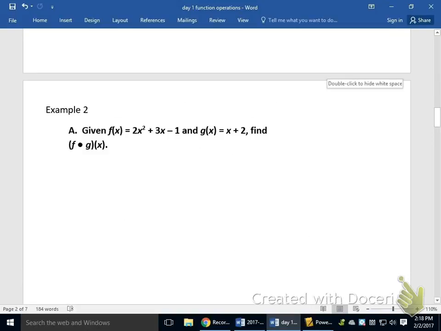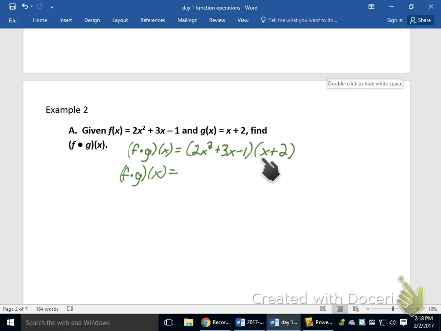Now we'll move into function multiplication. These are different functions. Be warned, for example 2, I changed what f of x and g of x are. Alright. Moving right into it, for f times g of x, I will take the f of x function, which is 2x squared plus 3x minus 1, and I will multiply it by the g of x function, which is x plus 2. In order to do that, I will distribute appropriately, and what that will look like is x is going to multiply all these terms, and then positive 2 is going to multiply all these terms.